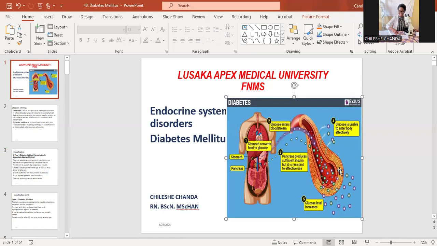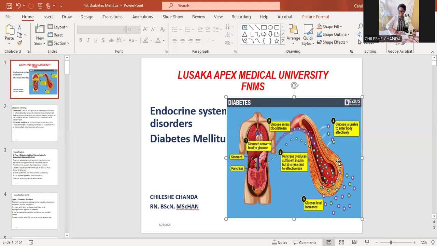So in the pancreas, we find that there are groups of cells that are known as islets of Langerhans, which contain different types of cells that produce different types of hormones. We have alpha cells, which produce glucagon. We have beta cells, which produce insulin. And in diabetes mellitus, these are the two cells that we're interested in. So the beta cells produce insulin.